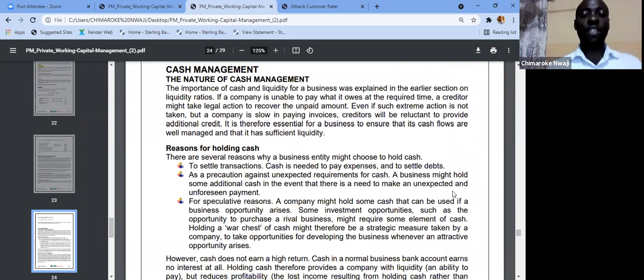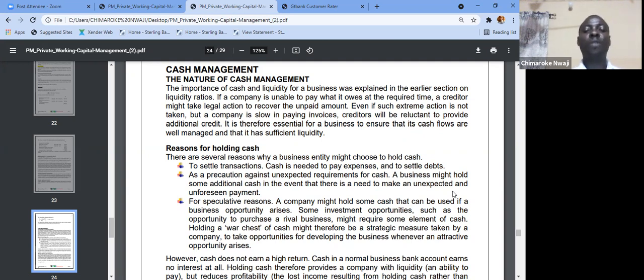There are several reasons for holding cash. Some of these reasons are transactional reasons. You want to settle your cash expenses, you want to pay bills and all that. These are transactions you want to make. You want to settle bills, pay bills, buy things.